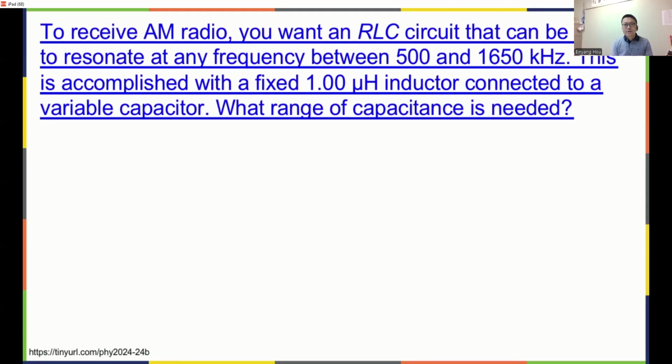So this one says, for your AM radio, a resonance at a frequency range of between 500 and 1650 kilohertz. You have a fixed inductor connected to a variable capacitor. What range of the capacitor is needed? You tune your resonance frequency, which is the f naught, and that can be tuned.